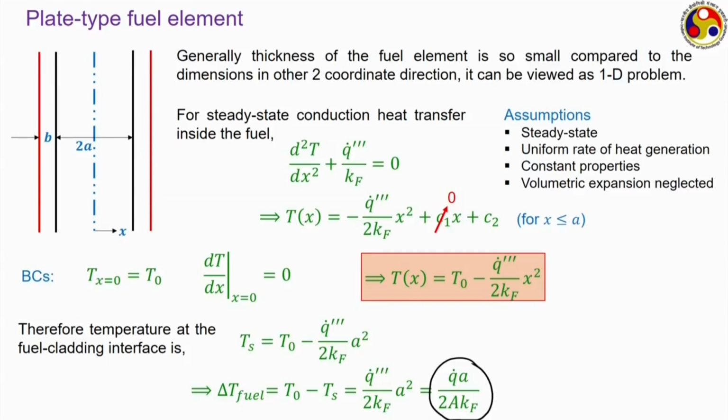Like what we do in common heat transfer, we can draw an electrical analogy to this and define a thermal resistance. Now, resistance can be defined as the driving force for the heat transfer, which is the temperature difference across the fuel, divided by the heat transfer rate, that is delta T by q dot, and accordingly the thermal resistance for the fuel is a by 2 capital A into Kf.